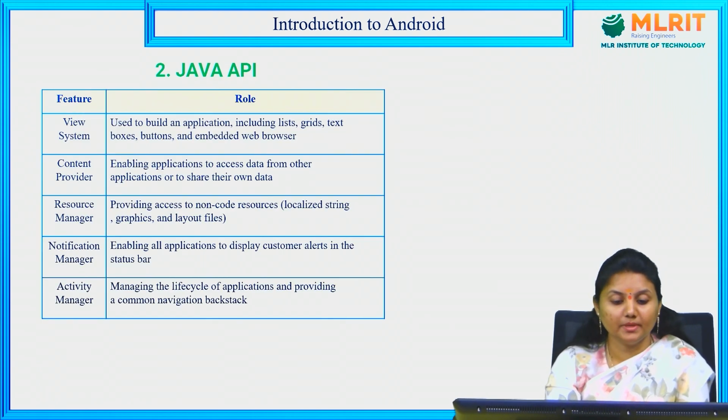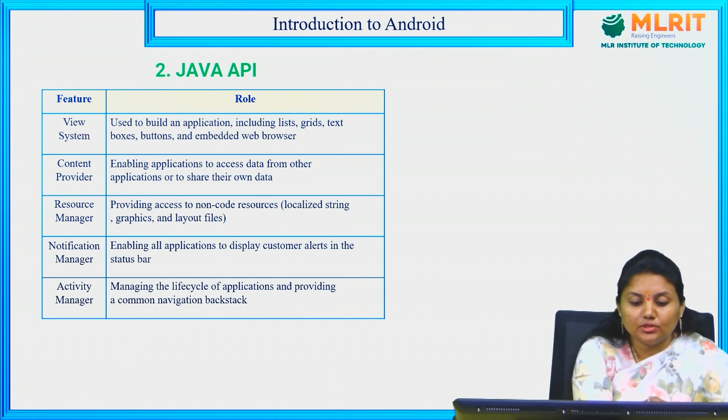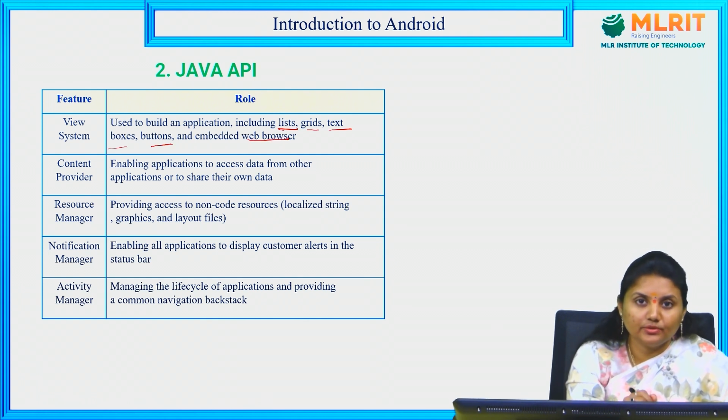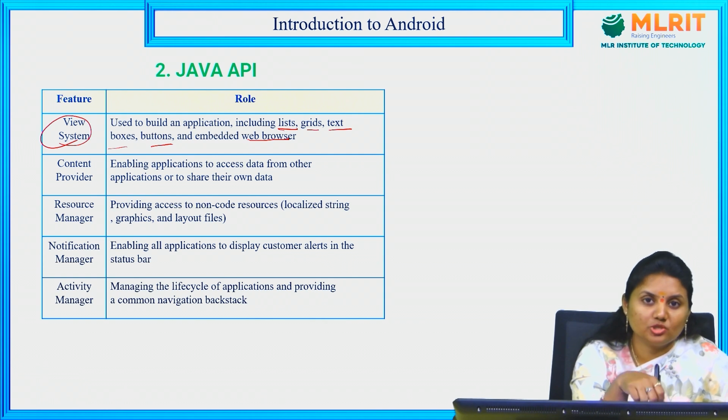Then Java API. So these are the different features of Java API. We have the view system, which is used to include lists, grids, text boxes, buttons, embedded browsers, edit text, everything, whatever components you require for displaying in one activity. You can use this view system. So whatever can be viewed in your page or layout, we can call it a view.